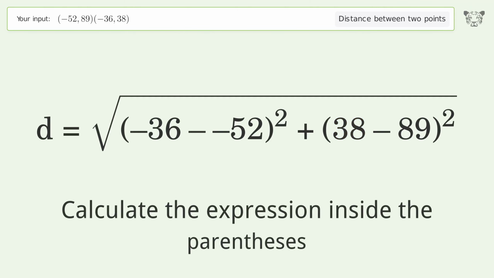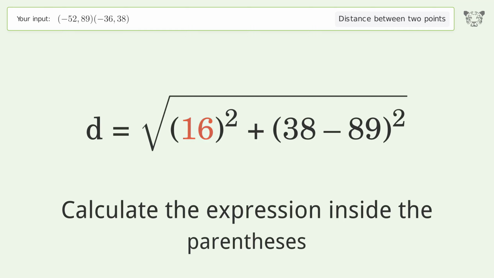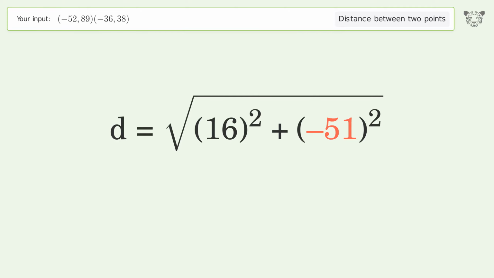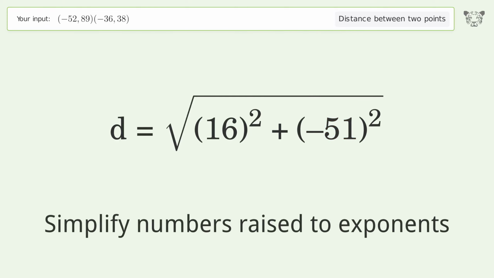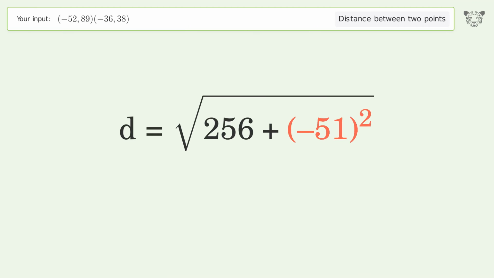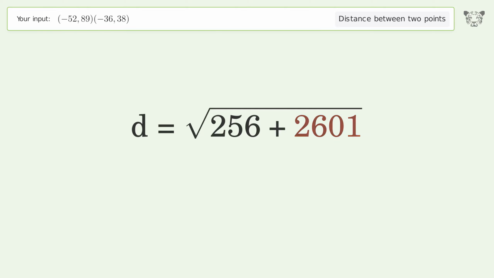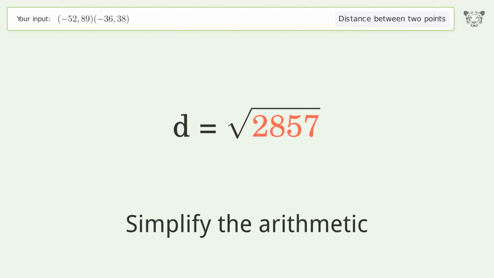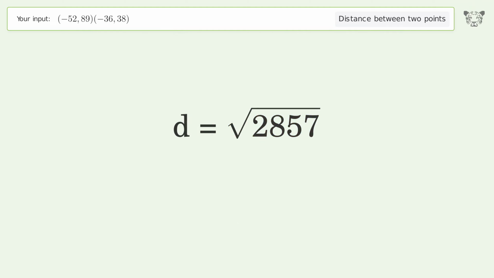Calculate the expression inside the parentheses. Simplify numbers raised to exponents. Simplify the arithmetic. And so the distance between the 2 points is the square root of 2,857 or 53.451.